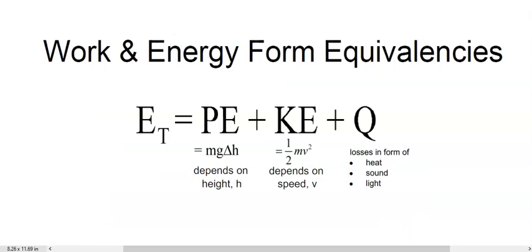The work and energy equivalencies show that the total energy of the system still will remain the same. The potential energy, which is the mgh portion, depends on the height. The kinetic energy depends on the developed speed v. And of course, any of the friction losses in the form of heat, sound, or light would then be added in. But all three together would always add to the total energy E_T.